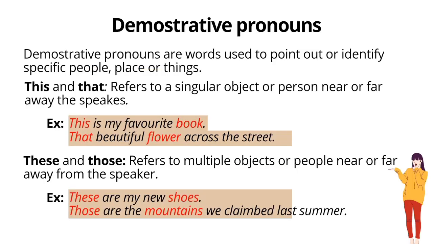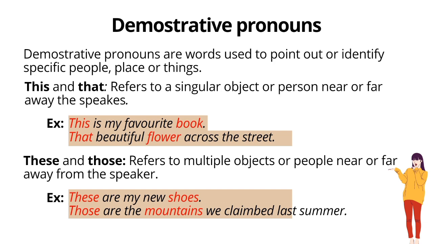Demonstrative pronouns. These are words used to point out or identify specific people, places, or things. The four demonstrative pronouns in English are this, that, these, and those. When used as a pronoun, "this" refers to a singular object or person near the speaker. For example, "This is my favorite book."